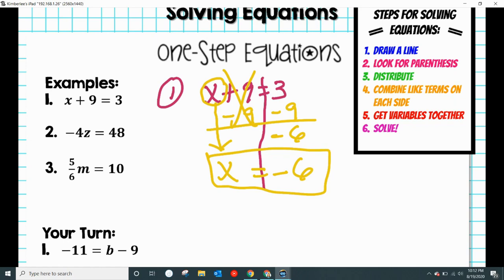So what this means when you're solving an equation, you're finding a solution. It's a value for the variable that makes this statement over here true. So if I was to take this value for x, negative 6, and plug it in up here for my x and see what that side equals, well, negative 6 plus 9, doesn't that equal 3? It does. So this means that if x is negative 6, this statement right here is true. That's what solving the equations means. You're finding a value for the variable that makes the statement true.